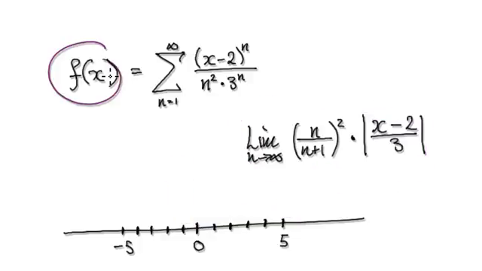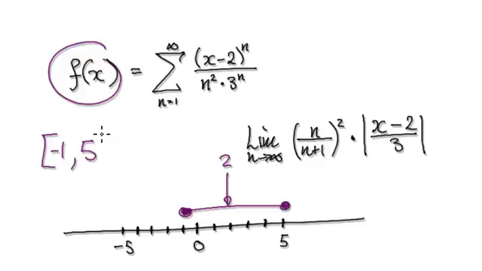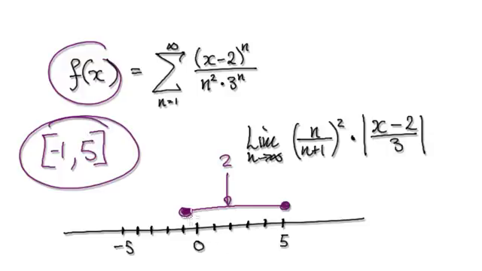So the domain for this function here is from -1 all the way to 5, and it's centered at 2. Okay, so that's your domain here. It's from -1 to 5, inclusive of 5. Okay, so this is your domain here, from here to here.